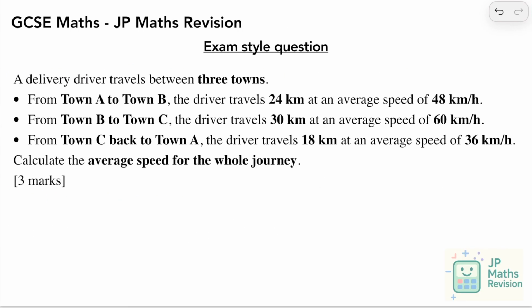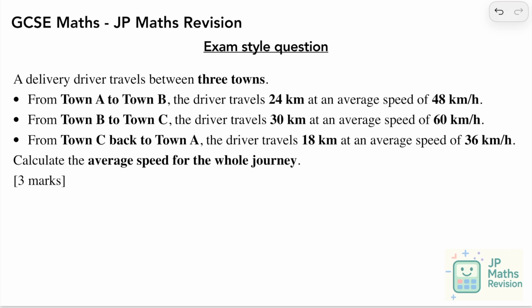Here's an exam style question. A delivery driver travels between 3 towns. From town A to town B, the driver travels 24 kilometers at an average speed of 48 kilometers per hour. From B to C, the driver travels 30 kilometers at an average speed of 60 kilometers per hour. And from C back to A, the driver travels 18 kilometers at an average speed of 36 kilometers per hour. We need to work out the average speed for the whole journey.